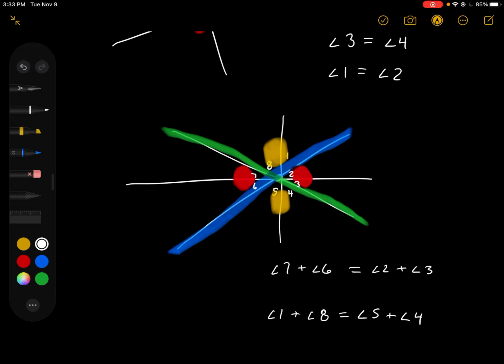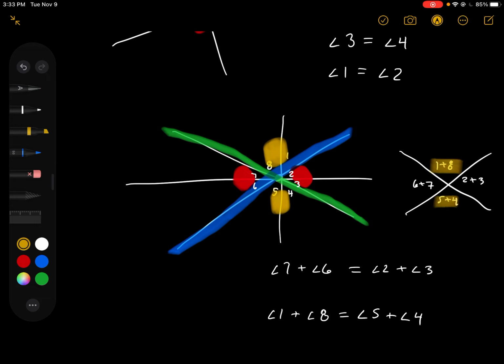So sometimes it helps if you redraw it directly next to it if you don't have access to highlighters and things like that. And I would see this as 2 plus 3 and 6 plus 7 over here, and then 1 plus 8 and 5 plus 4 over here. So simplifying it down to 2 lines, hopefully this helps you see it a little bit better as well.